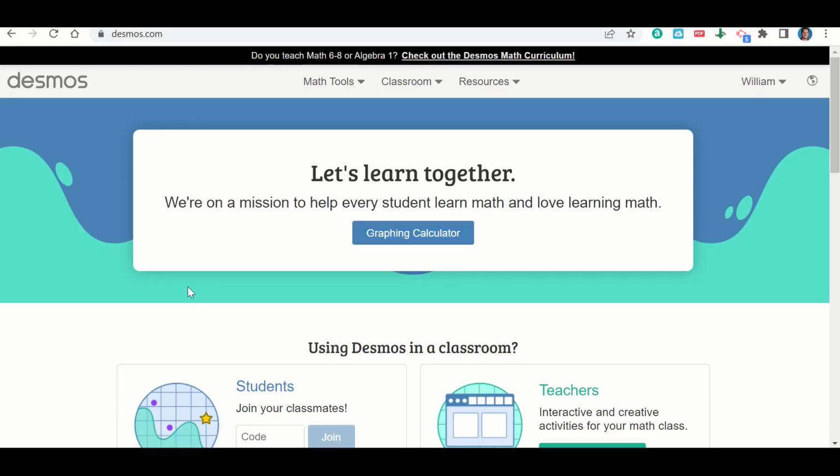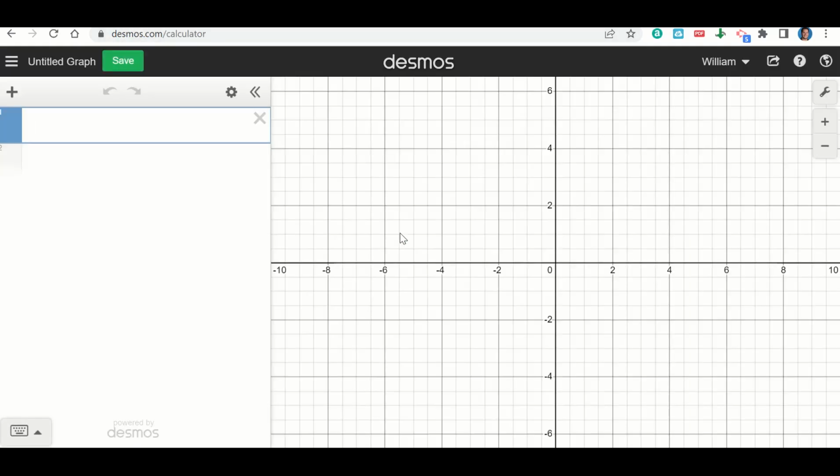Let's talk now about how we can use Desmos to check the roots of a quadratic equation. So first of all, I'm going to go to desmos.com, and then I'm going to go to where it says Graphing Calculator. And if you notice, it should take you to a page that looks like this, where it'll have the graph on this side. We just need to enter the equation over here on the left. So let's go ahead and do that.